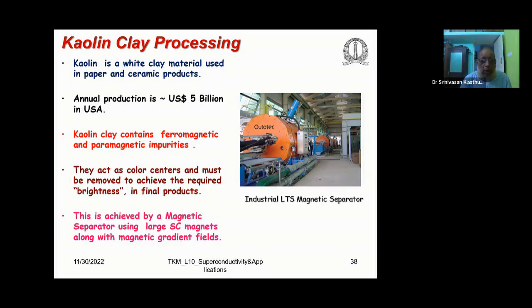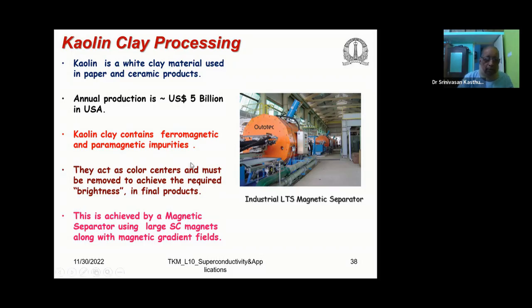For this, you have to design a large size superconducting magnet. Additionally, the gradient type magnets also have to be designed. For example, as far as my knowledge goes, this has been one of the programs of BHEL Hyderabad. They had tried it some time back, in collaboration with other companies in Kerala, for developing magnetic separators for the clay materials.